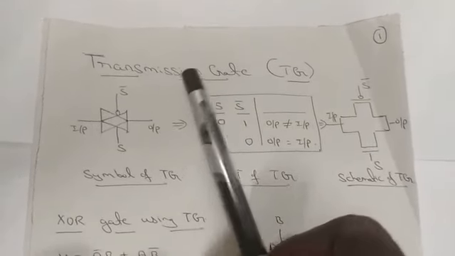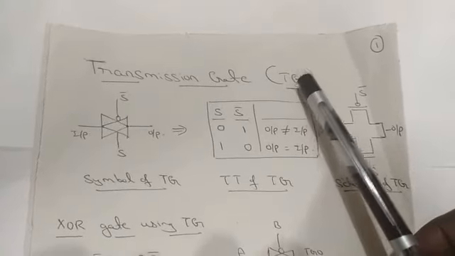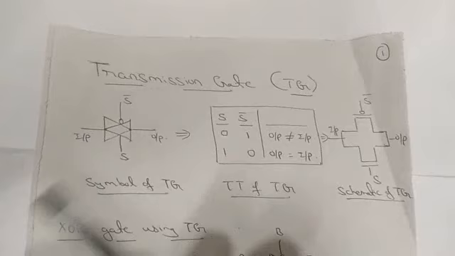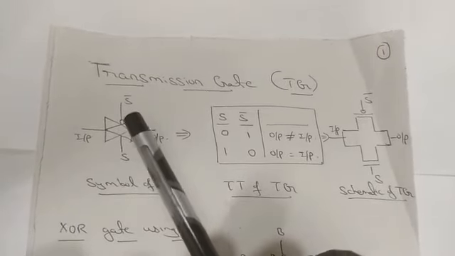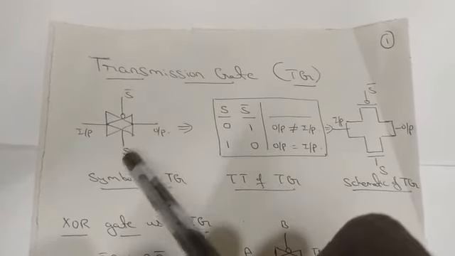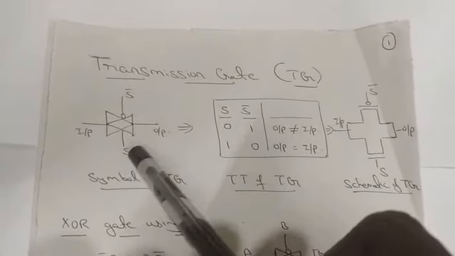Now we'll just go through your transmission gate. Transmission gate is normally known as your TG. This one is the symbolic diagram of a transmission gate where your PFET as well as NFET is being placed. It is being controlled by S bar as well as S, or sometimes it is represented as an S bar. So it is left to you depending upon your design.